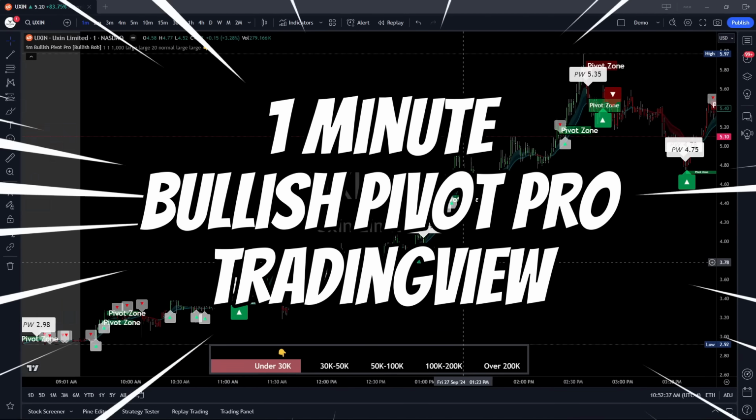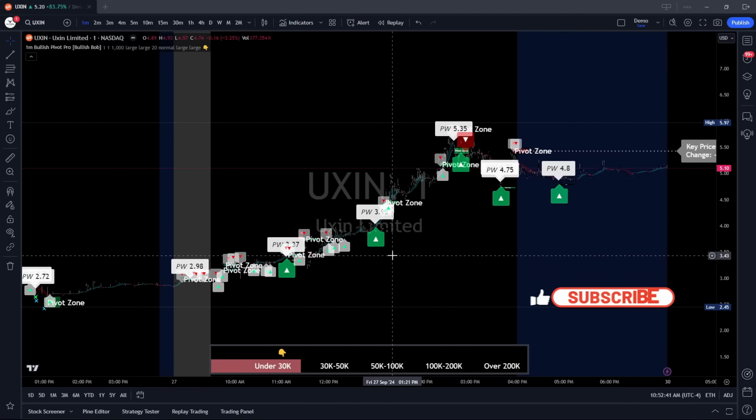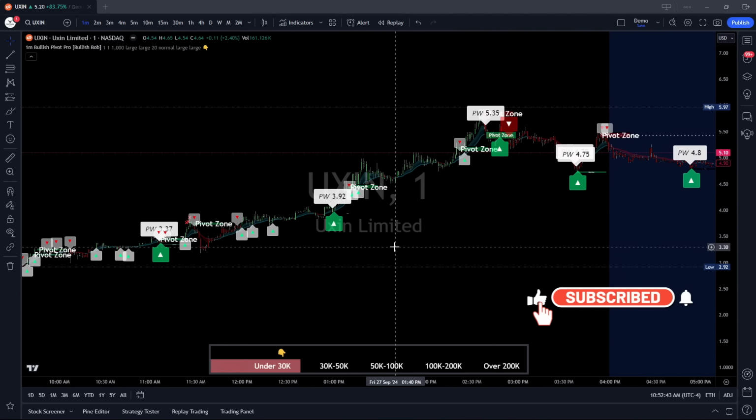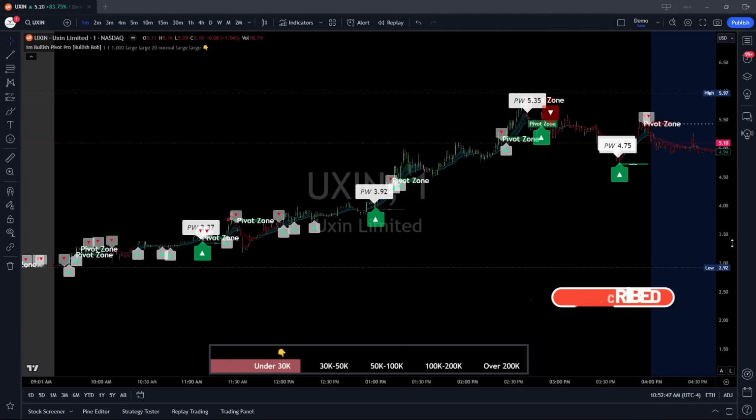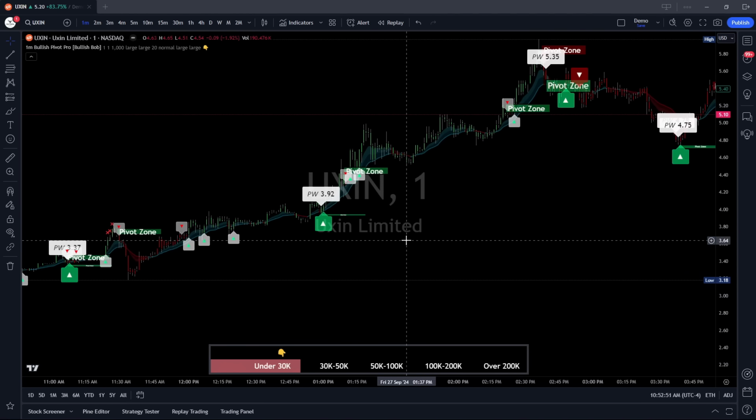In today's episode, we are going to be going over our 1-minute Bullish Pivot Pro for ticker UXIN and how this one worked out for us on Friday's price action. I want to break down this indicator. We've got some new settings, some new filters, new features, something we're very excited about. And I want to go over how you can use this to quickly identify that trend and know if the trend is bullish or bearish.